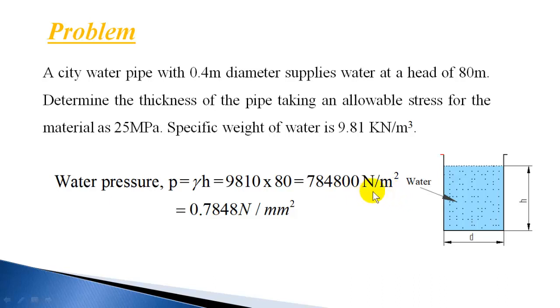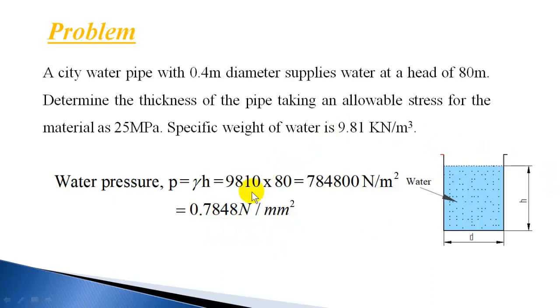So once you get it in Newton per meter square, you can convert it into Newton per mm square. A meter is 10 raised to 3 mm, so meter square is 10 raised to 6 mm square. So 10 raised to 6 in the denominator, so 6 decimal places you should move. So here 3 plus 3, 6. So that is 0.7848 Newton per mm square. So that is the pressure of water.